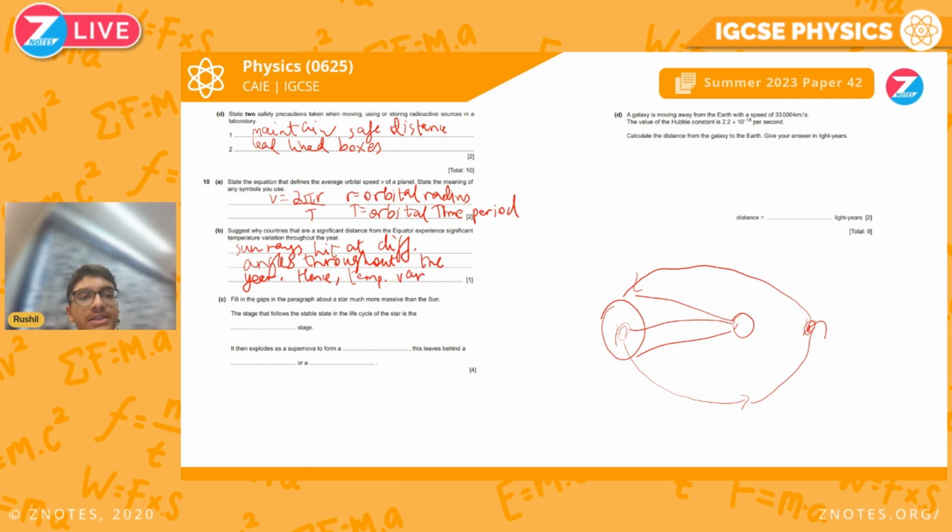Now, question C asks us to fill in the gaps about a star much more massive than the sun. The sun is normally a small star, if you don't know. So we're not talking about the sun, we're talking about much bigger stars than the sun. There are two paths: stars smaller like the sun, and bigger than the sun. The stage that follows the stable state in the life cycle of the star is, in this case, going to be the red supergiant stage.